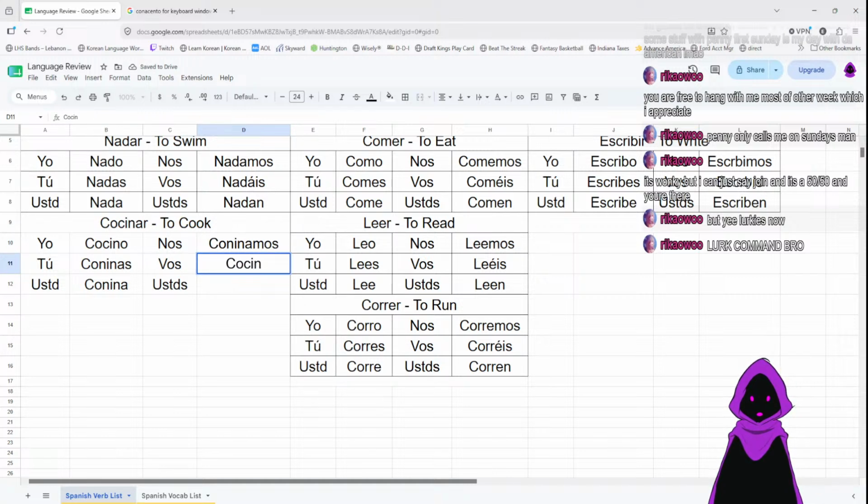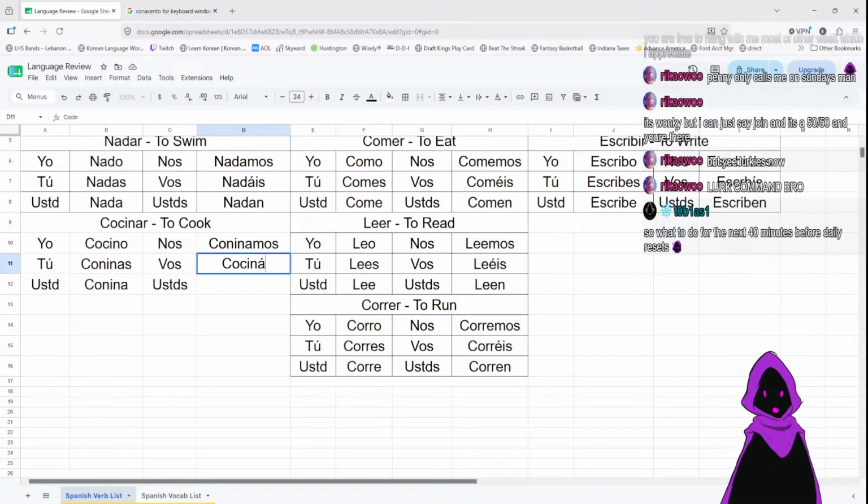Cocin. Yes. Alt 161? Nope. Alt 160. Which one is Alt 160? Yeah. I hate Windows. Lurk command, bro. I will be commanding everything.